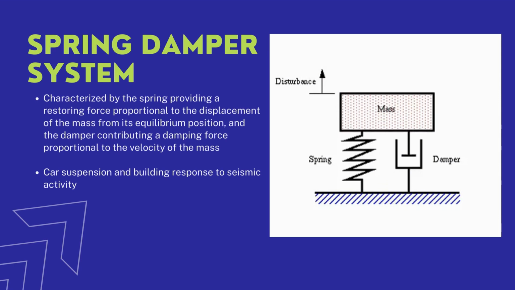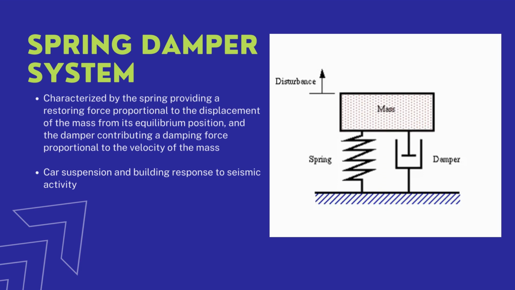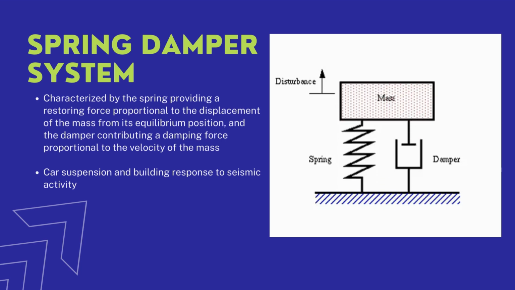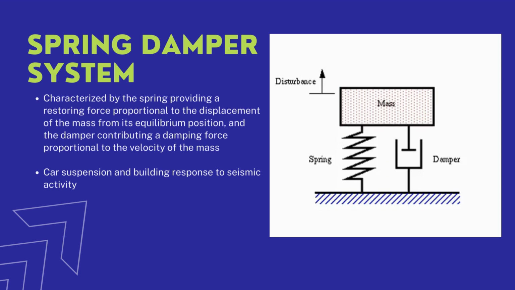A spring damper system is characterized by a spring, which can provide a restoring force proportional to the displacement of the mass from its equilibrium position, and a damper, which contributes a damping force proportional to the velocity of the applied mass. This type of system can be found in your car suspension. It is also used to save lives as part of a building's response to seismic activity.